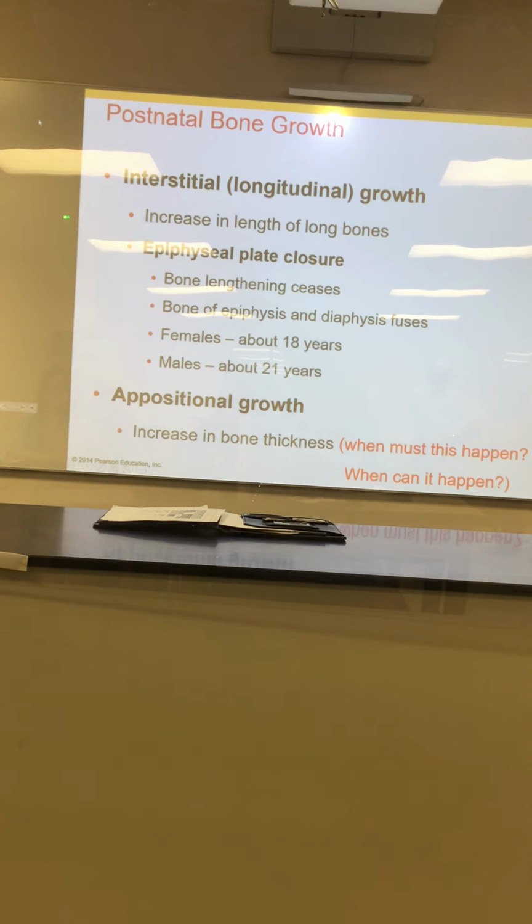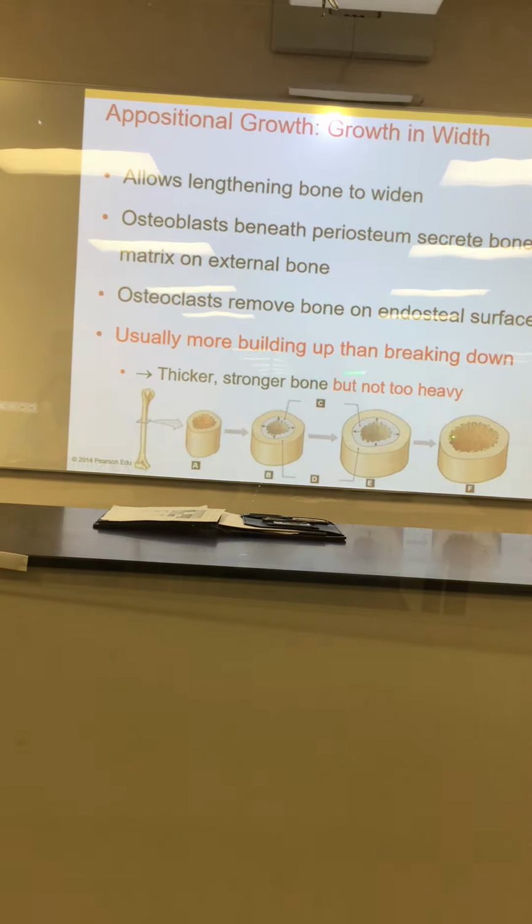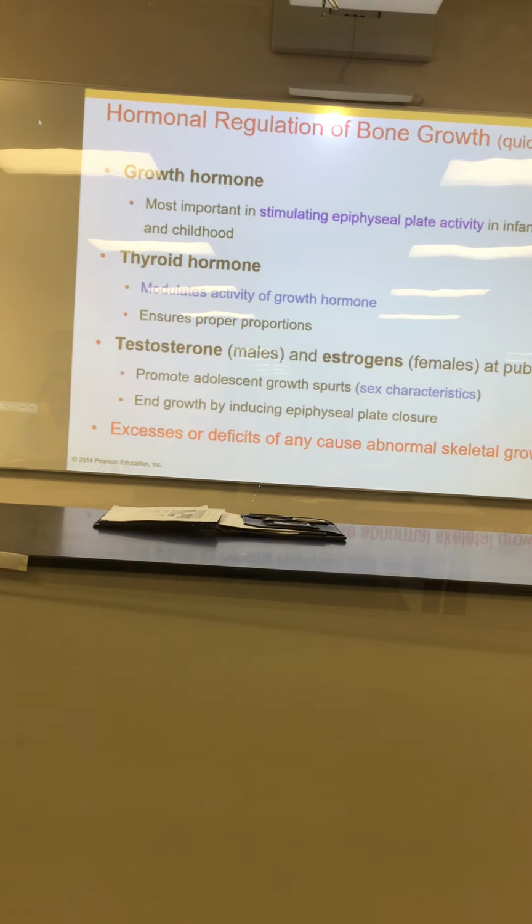Interstitial growth, growth in length. When does this occur? Puberty up until late teens, early 20s. Whereas appositional growth, growth in thickness, can happen whenever, anytime. Good. All right, let's talk about our hormones.